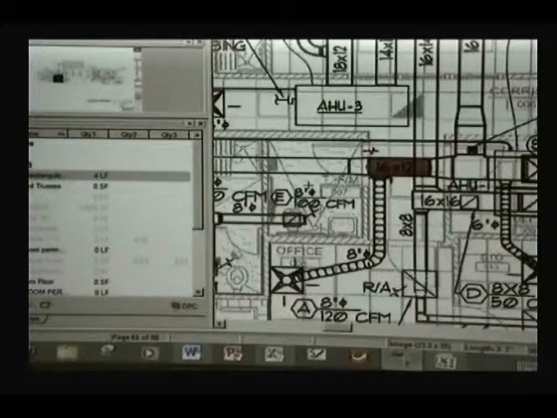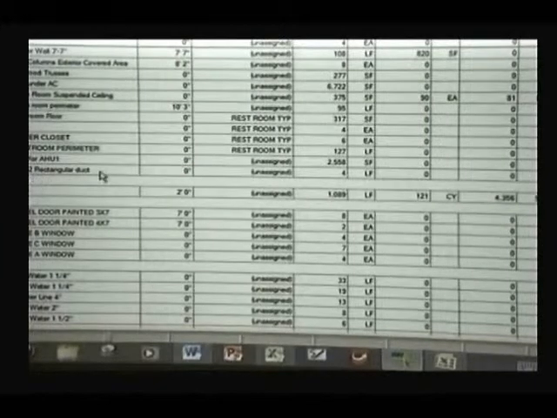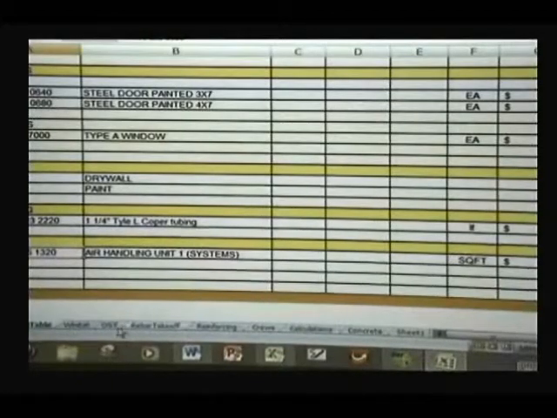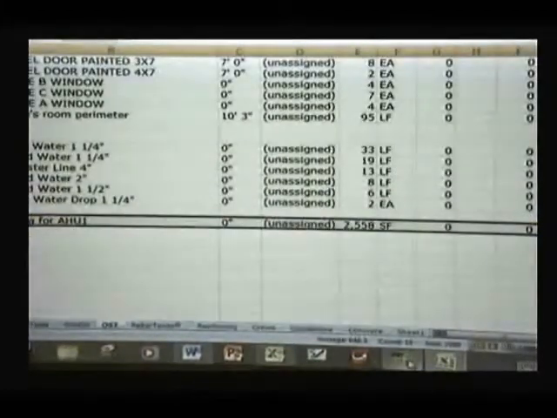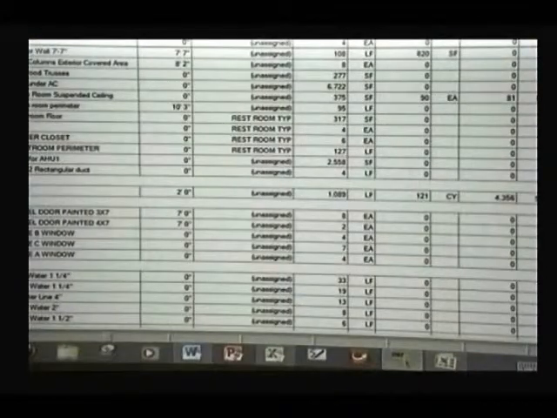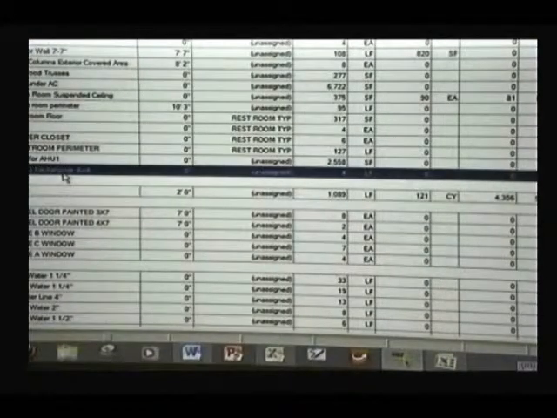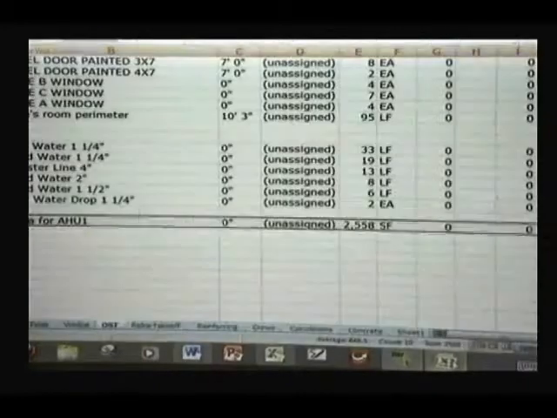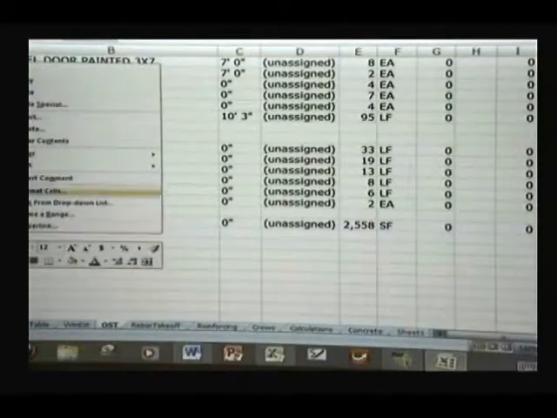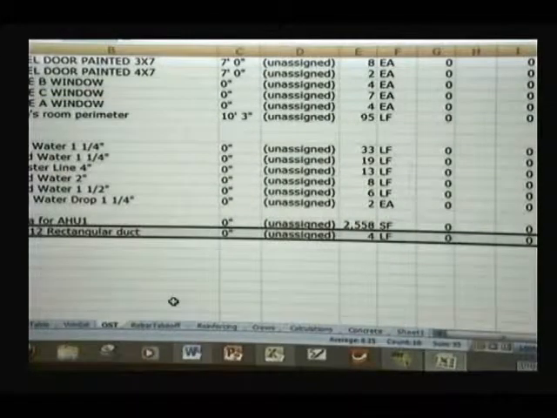Okay, so we have this 16 by 12 duct, right? If we go to our takeoff, here is the 16 by 12 rectangular duct, and this is a 4 feet long duct, right? So I can go to my On-Screen Takeoff area, and then just basically copy this and paste it into Excel, right? So I have the rectangular duct.